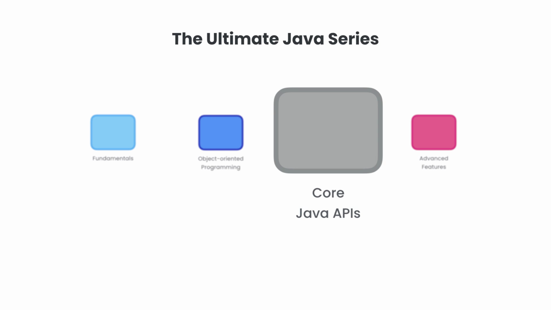In the third part, we're going to talk about core Java APIs or application programming interfaces. You'll learn about many of the useful classes in the standard Java library.